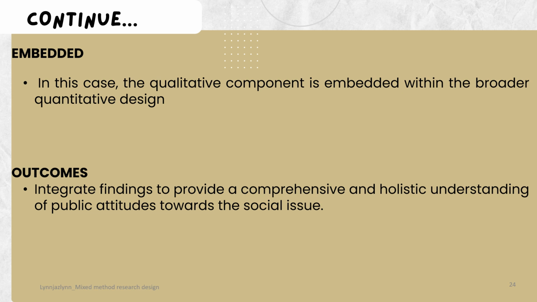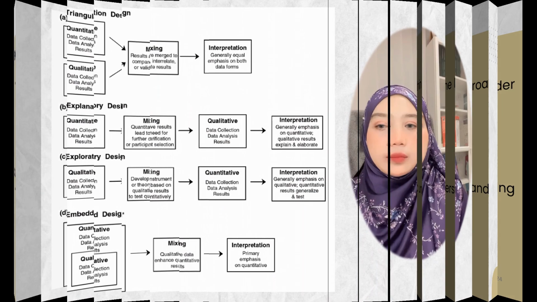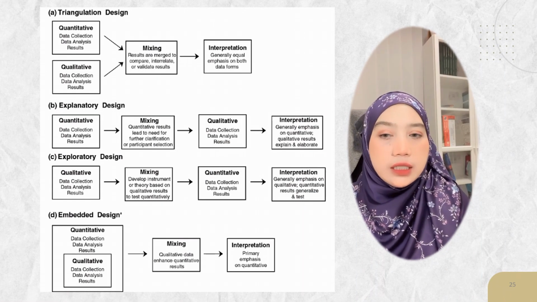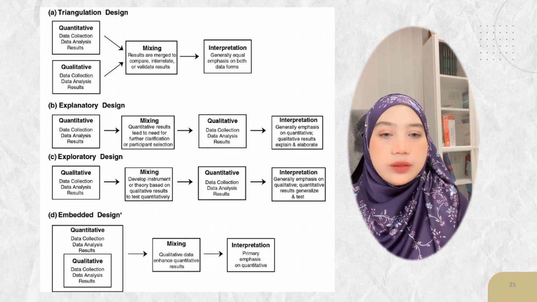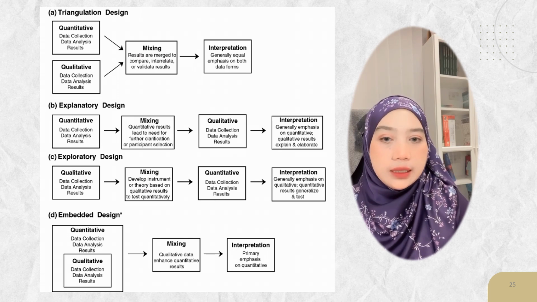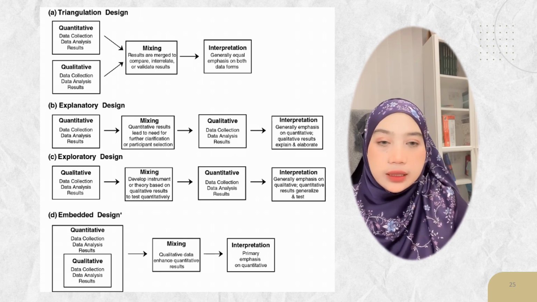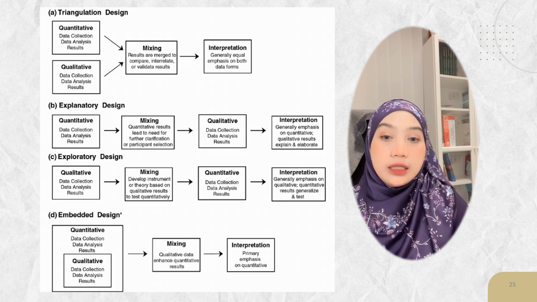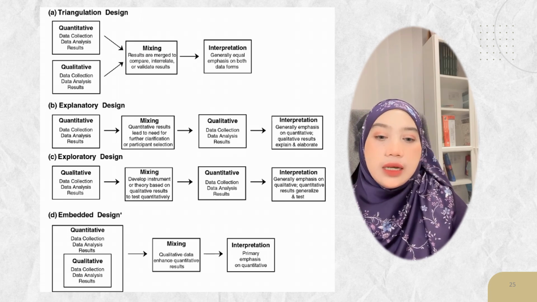Therefore, in this design, the qualitative component is embedded within the broader quantitative design, and the outcome for this study is to integrate findings to provide a comprehensive and holistic understanding of public attitudes towards the social issues. Okay, this figure shows a summary of the four types of mixed method study: how data have been collected, and how the data have been mixed and interpreted to find the study outcomes.